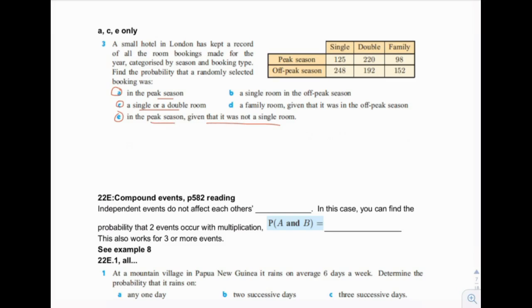Okay, so again, like we did before, it would be good to get these totals because we're going to need the totals. So let's do the total of 125 plus 48, or 248. That gives us 373. 220 plus 192, 412. 98 plus 152, 250. 125 plus 220 plus 98, 443.